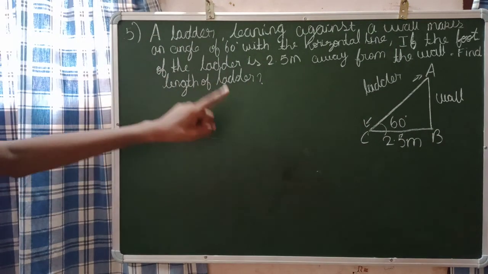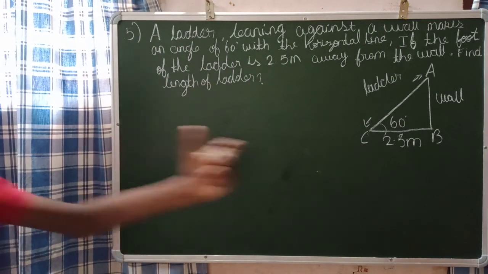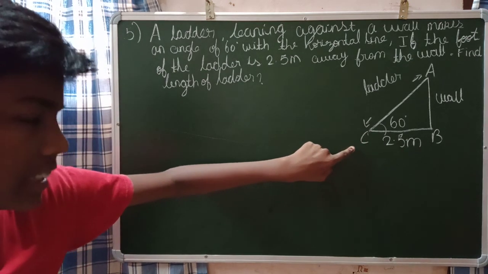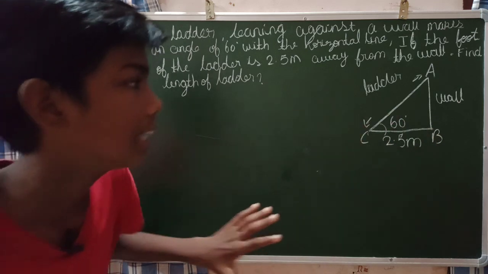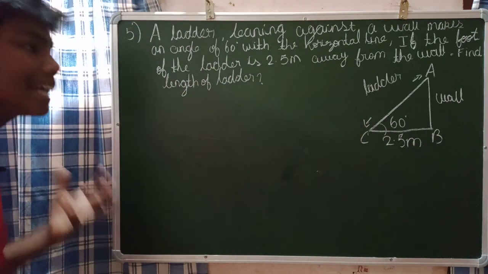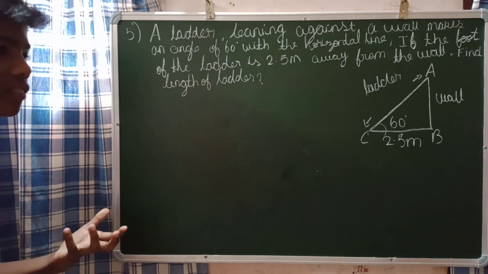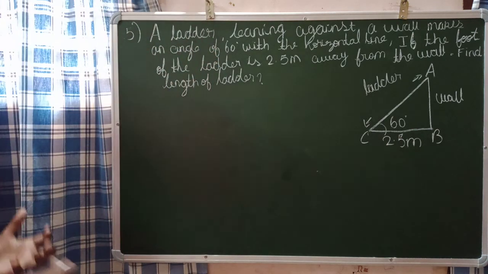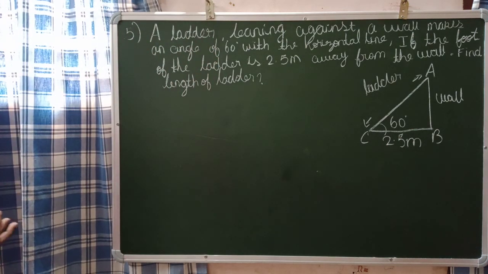That is what they have given in the question. The foot of the ladder is 2.5 meters away from the wall. C is the foot of the ladder, B is the wall. So the distance CB is only 2.5 meters. Now they are asking us to find the length of the ladder. How will I find the length of the ladder? It's a very simple task, guys.